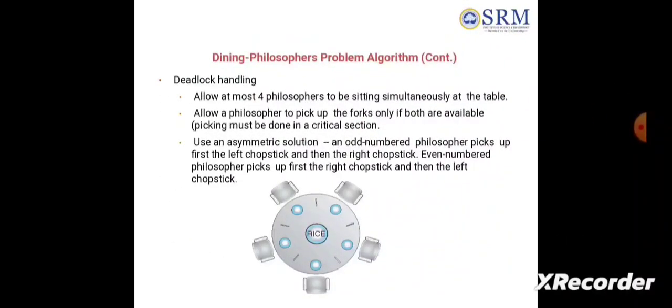In order to handle such deadlock situations, allow only 4 philosophers to sit at the table, or restrict the philosophers to access the resource only if both chopsticks are available. Similarly, every odd numbered philosopher is allowed to take the chopstick at the left hand side and then the chopstick at the right hand side. Only if both the chopsticks at the left and the right are available, he is allowed to access the resource.